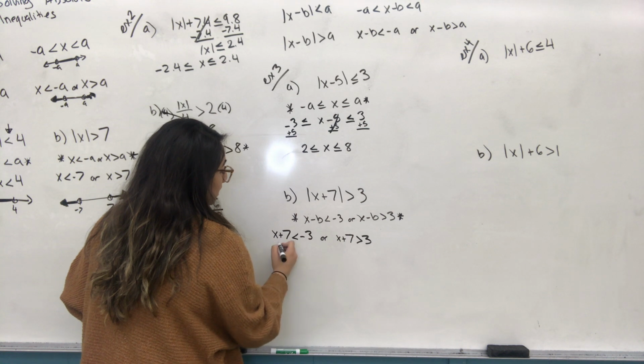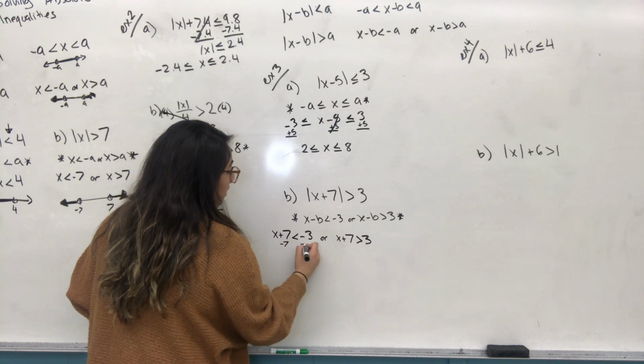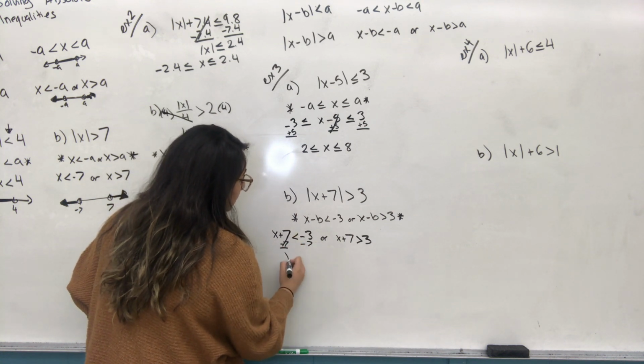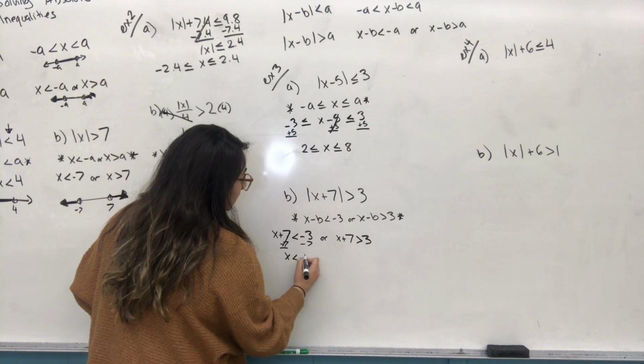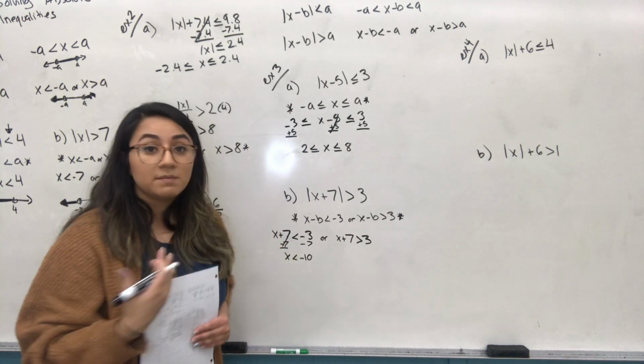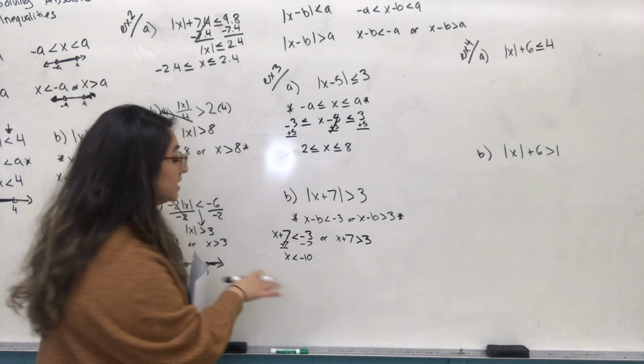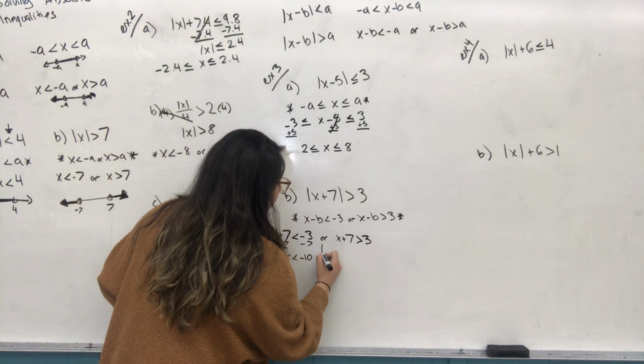So to get x by itself on this left side, we go ahead and subtract 7 to both sides. We have x is less than negative 10. Keep in mind we're subtracting, we're not multiplying or dividing. That's why the sign stays the same. And include the word "or".